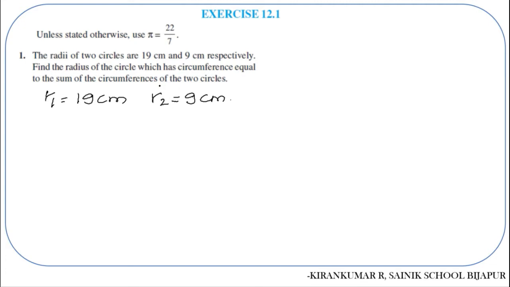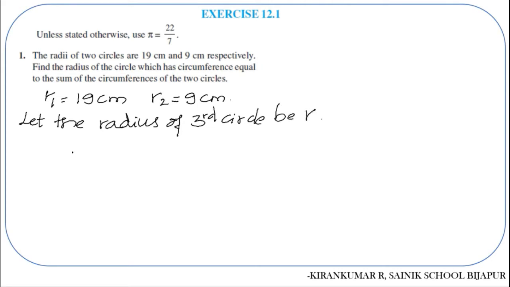And the radius of the circle which has the circumference equal to the sum of the circumferences of the two circles, I'll consider R as the radius of the third circle. So let me mention that let the radius of third circle be R. So as per the radii R1 and R2, we shall find out the circumferences of the two circles.